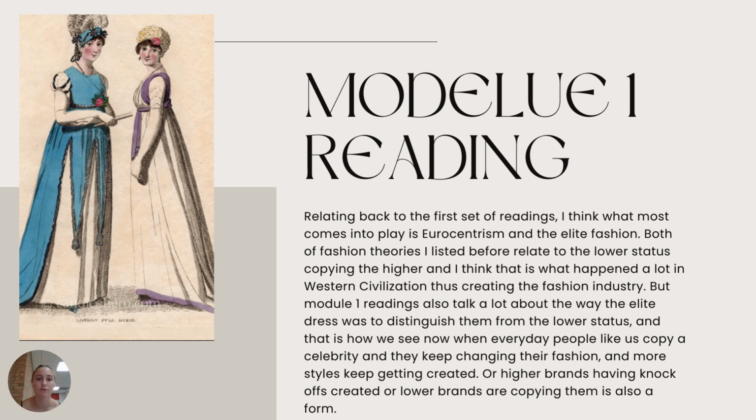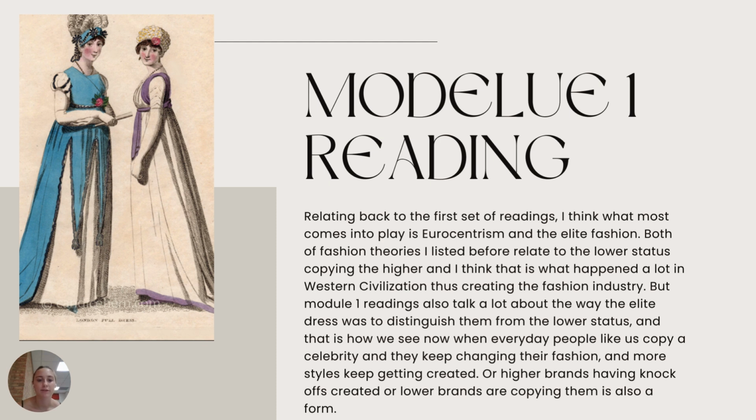From the module 1 reading connection, and relating back to the first set of readings, I think what most comes into play is the Eurocentrism and the elite fashion. Both the fashion theories I listed before relate to the lower status copying the higher, and I think that is what happened in a lot of Western civilizations, thus creating the whole fashion industry.